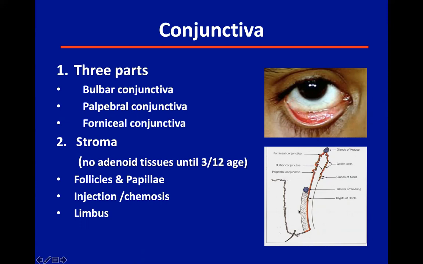So please understand this. I don't want to go into the anatomy. That is really your task or chore. I want to mainly concentrate on the clinical part. Then you look at the stroma. In the stroma of the conjunctiva, interestingly, there is no adenoid tissue. Technically, you don't get adenoid tissue until you are 3 months and over. There you always see follicles and papillae. I'm going to be showing you some nice clinical photos of that. That's where you get your injection and chemosis. And I'm going to also be explaining to you what the limbus is.